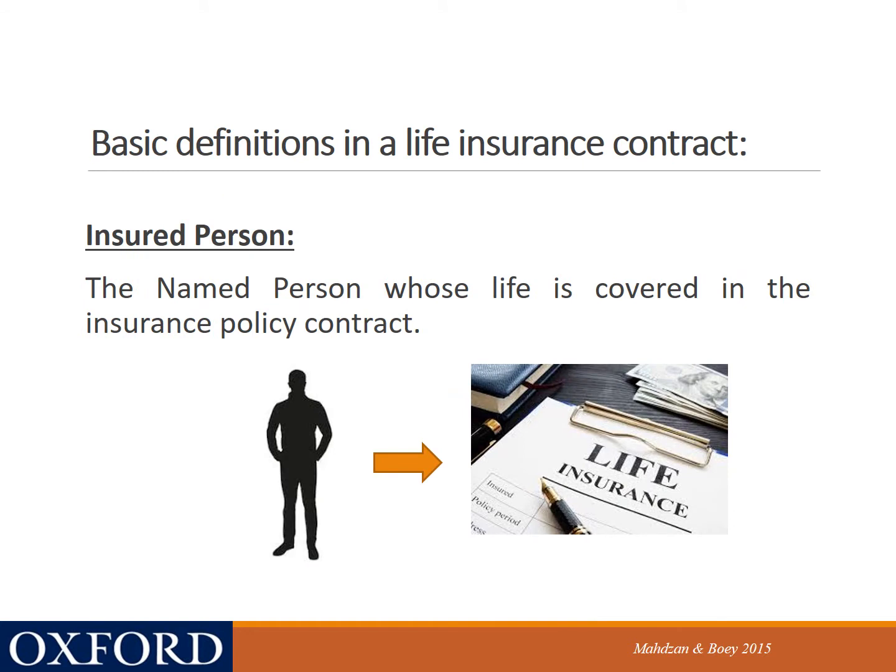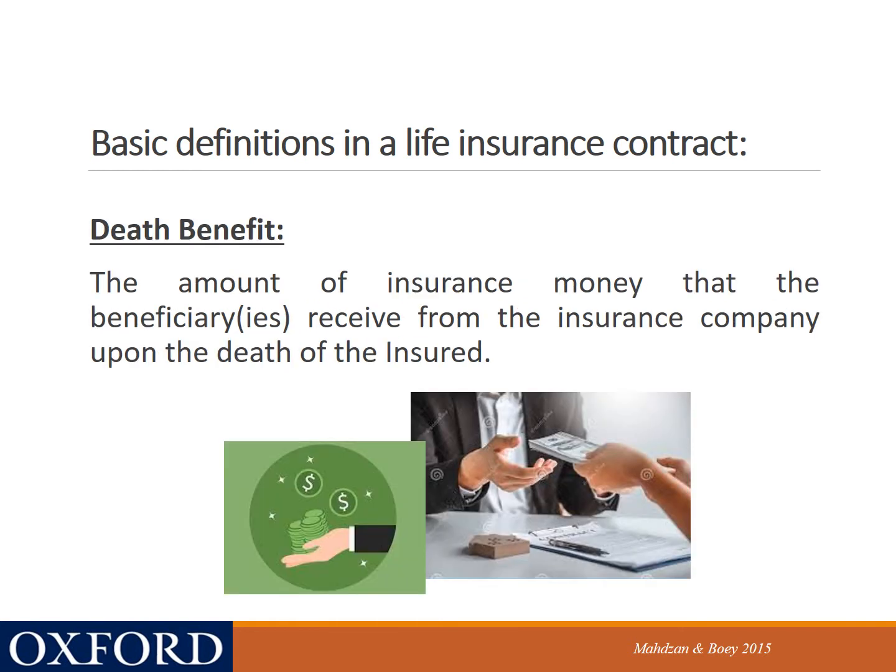The next one is to understand what is an insured person. Basically, it is the named person whose life is covered in the insurance policy contract. So I think we've already covered the difference between an insured person and the policy holder or the policy owner. It may not be the same person because the policy owner could be the husband, whereas the insured could be the wife. Yeah, so it's not the same person. Death benefit is the amount of insurance money that the beneficiaries will receive from the insurance company upon death of the insured. Okay, the death benefit, the payout amount.